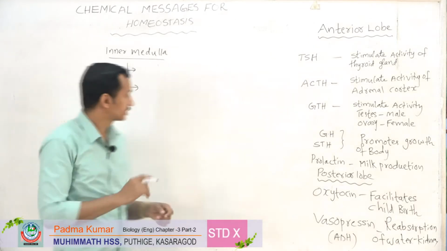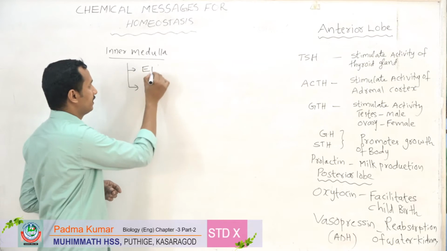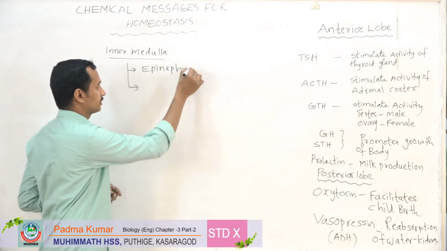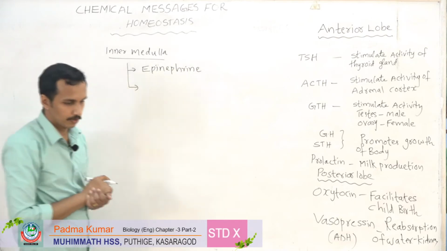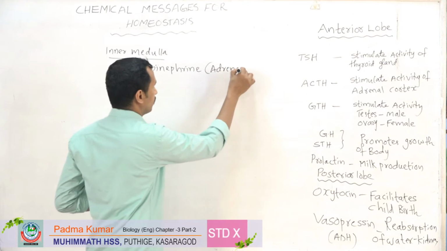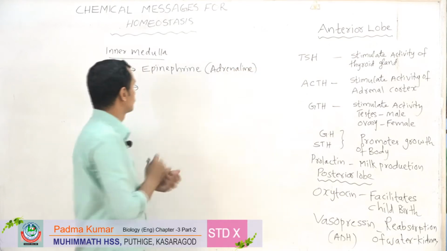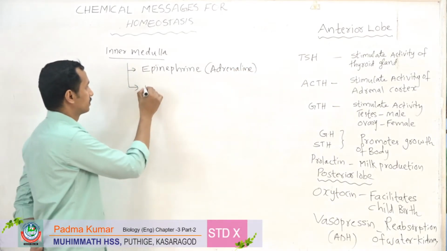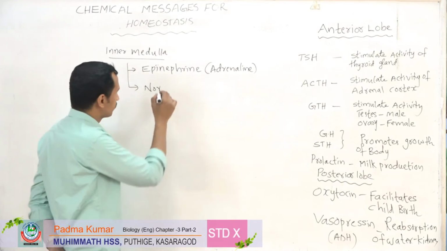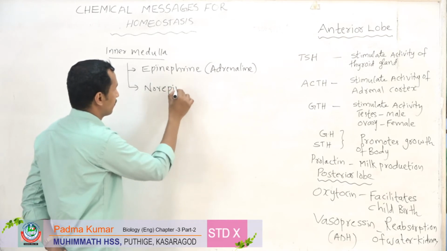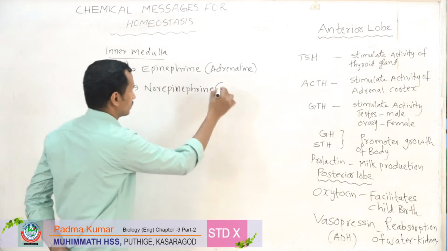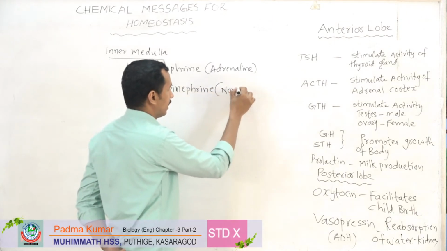What are they? The first hormone is known as epinephrine, or it is also called adrenaline. And the second hormone is called norepinephrine, or it is also called noradrenaline.